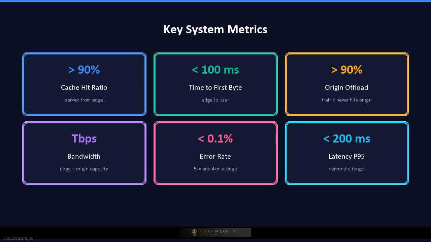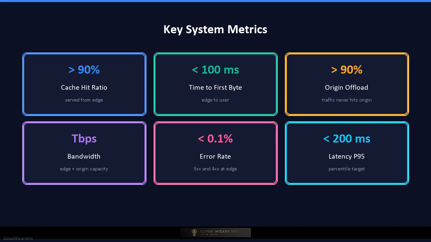Origin offload, the percentage of total traffic that never reaches the origin, which directly reduces cost and load. Bandwidth and throughput, measured at the edge, origin, and inter-cache tiers. Error rate, including HTTP 5XX and 4XX responses at the edge and origin. Latency percentiles such as P50, P95, and P99, especially for cache hits versus cache misses.